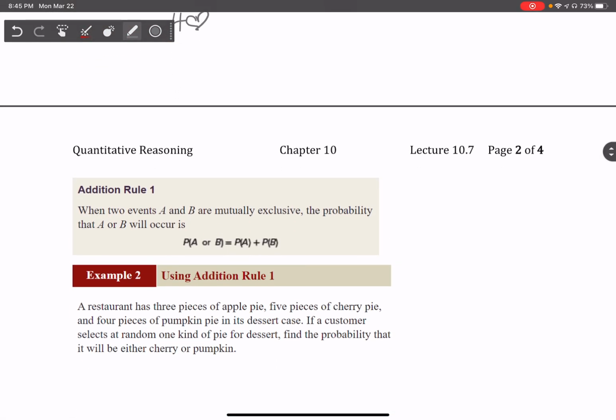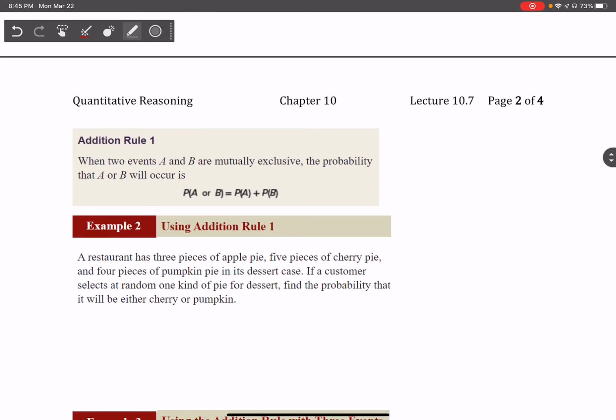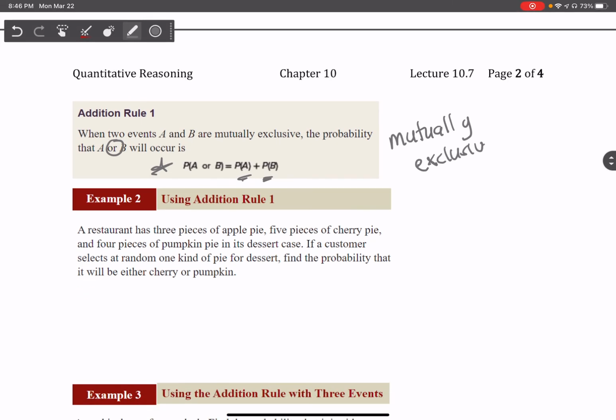All right. Addition rule 1. When two events A and B are mutually exclusive, the probability that A or B will occur is the probability of A plus the probability of B. So our key word here is or. If they're mutually exclusive, we'll add. See the word or, then we're going to add.